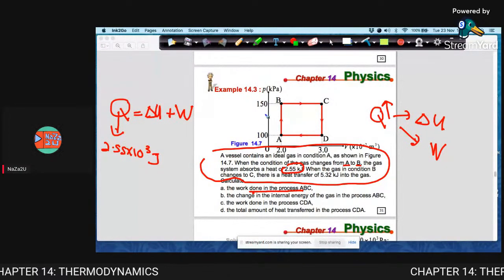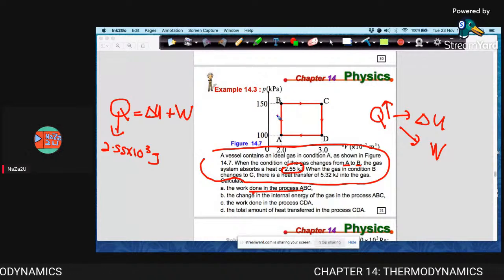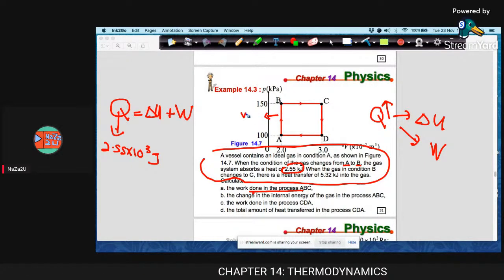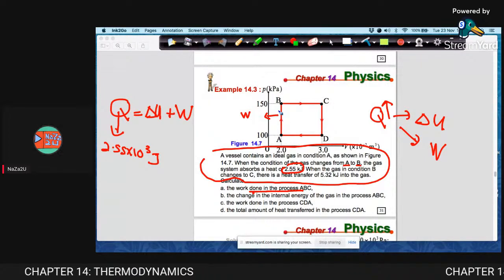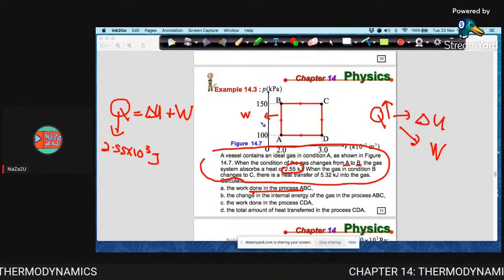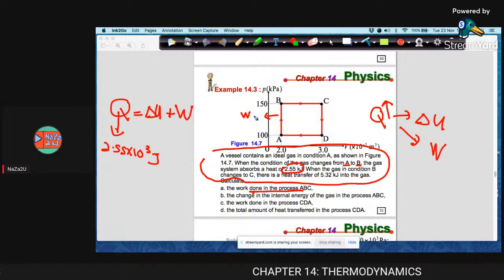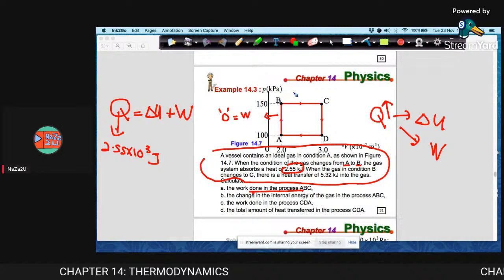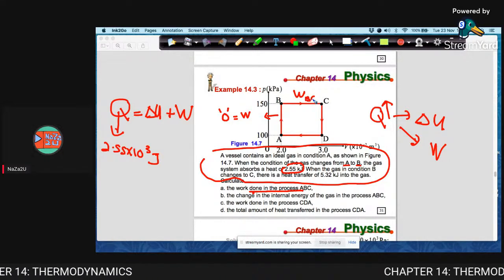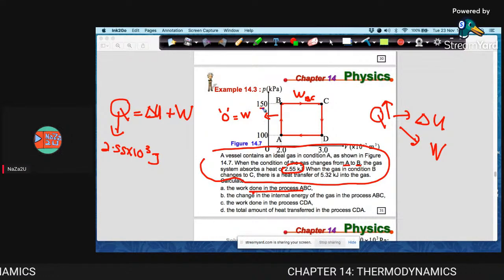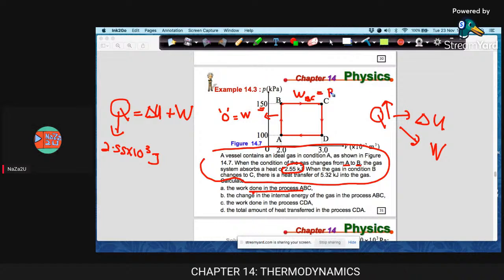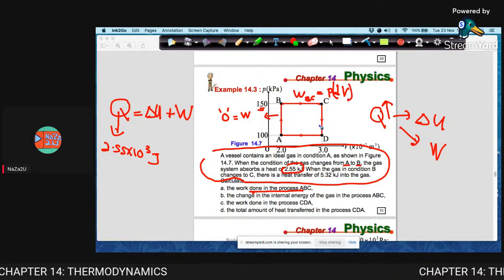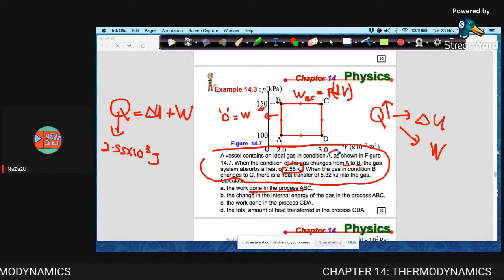So jadi kat sini kita dah tengok tadi from A to B, kita boleh cari dia punya W, because ini melibatkan constant volume but change of pressure. Automatic kalau volume tak berubah, tak perlu kira W, work done is equal to 0. Jadi work done cuma ada B ke C sahaja. B ke C adalah constant pressure. Jadi work done adalah P dV, change of the volume. Volume pada final 3, initial 2.